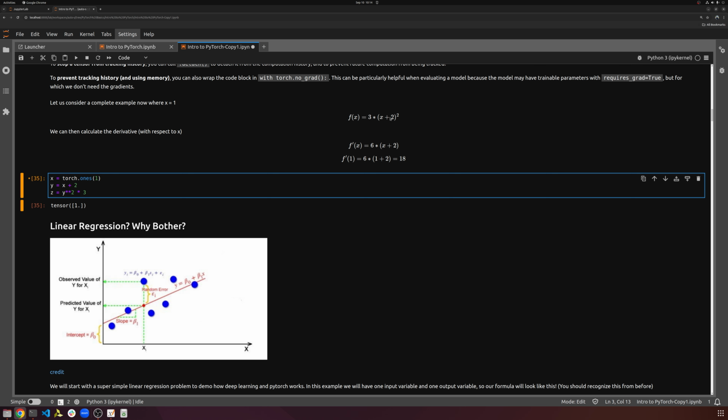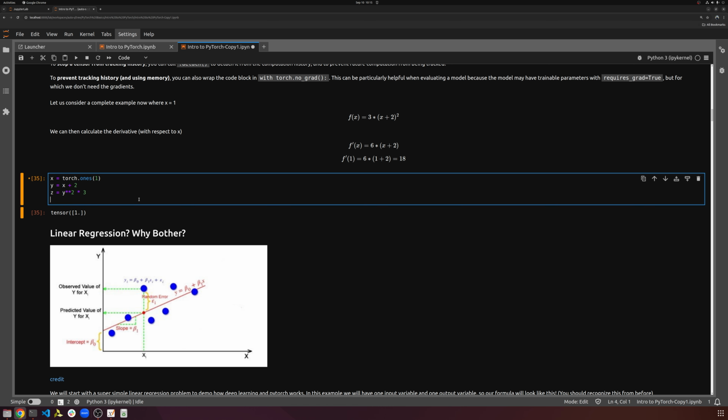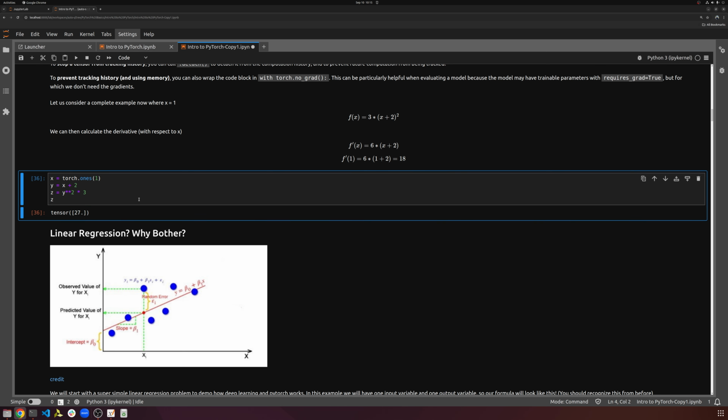We then take 1, add 2 to it. Then we square that whole thing and multiply it by 3. Right? That's our output. And so z should equal 27. The output when we plug x into this thing, it'll be 1 plus 2, 3. Squared is 9, times 3 is 27, so that's correct.